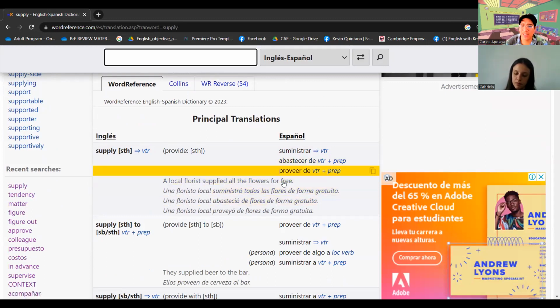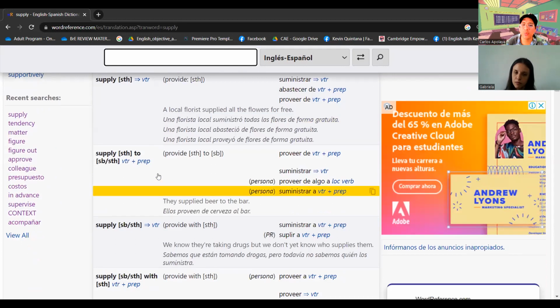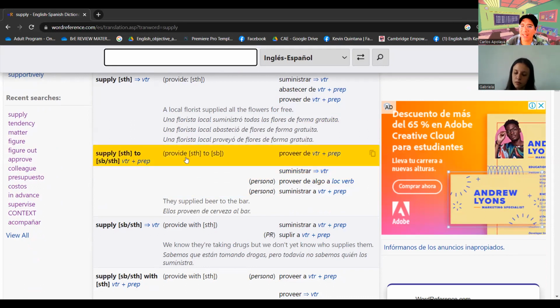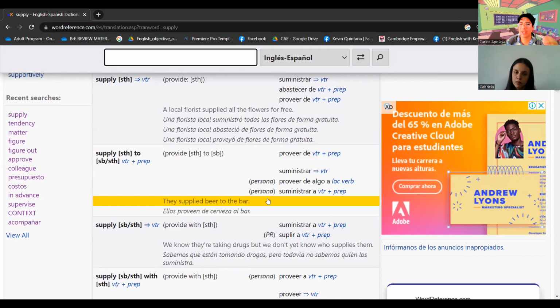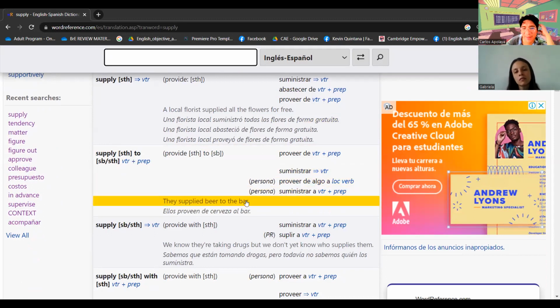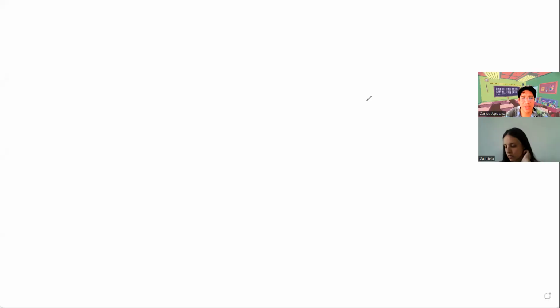Abastece, provee todas las flores de forma gratuita. Tú supply algo a alguien, pero ¿cómo yo proveo? Provide something to do something. Mira, I supply beer to the bar. Que yo le administro, yo le proveo cerveza al bar. ¿Te diste cuenta? Entonces, a ver, aquí, ¿cómo era la estructura?